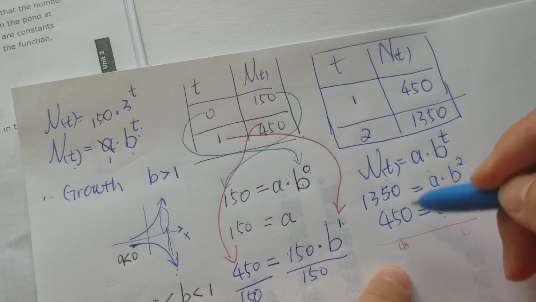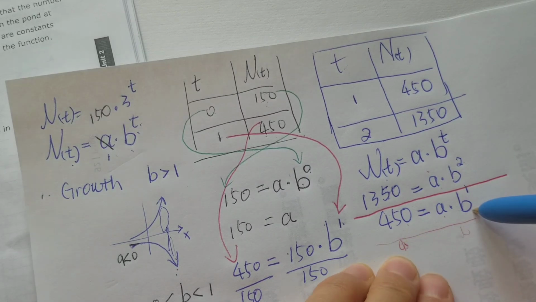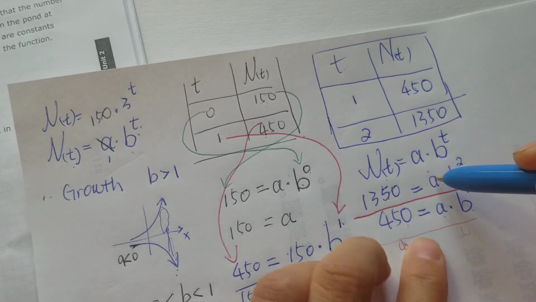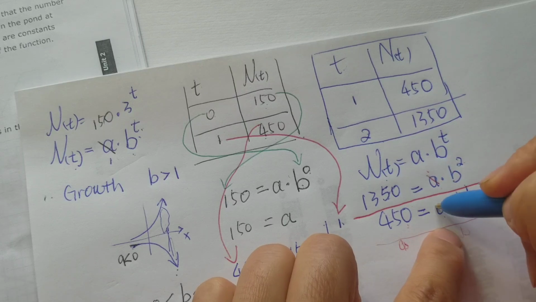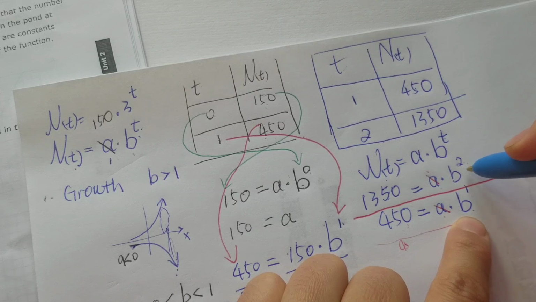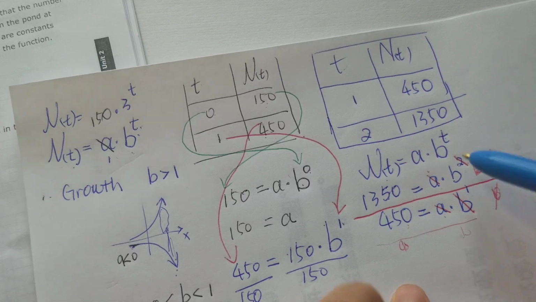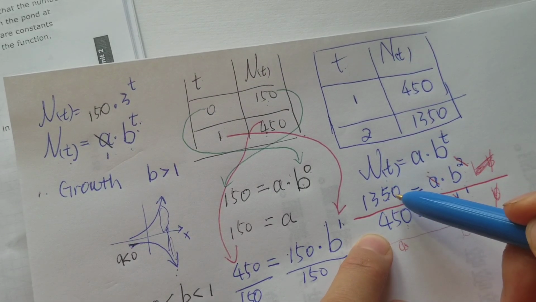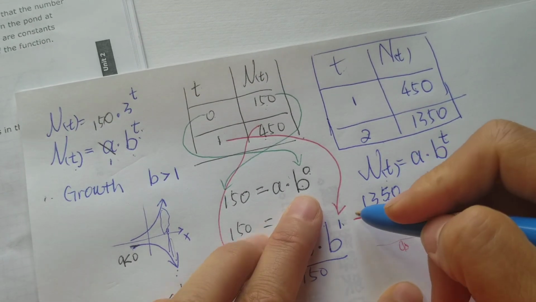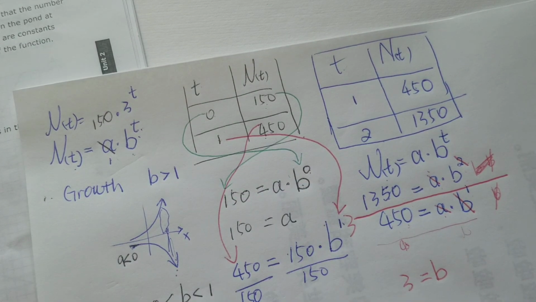However, the shortcut is I am going to divide those two equations. Now as I divide, look, a is the common factor, cancelled, right? Now b squared over b to the power of 1. Remember, b squared means b times b, and you have 1 b here. You cancel one common factor, 1 b left over, right? Therefore, you have b equals 1350 divided by 450, which is 3. So you find out b equals 3.